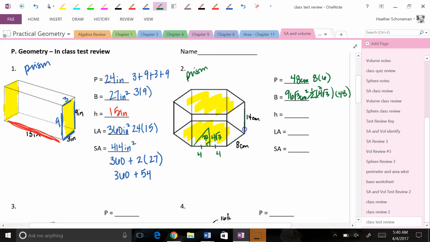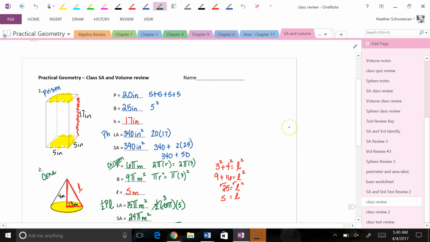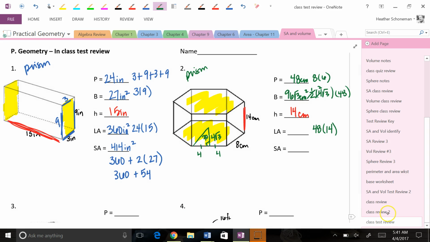Okay, height. Height is the distance between the two bases, which in this case is 14 centimeters. Now to find lateral area. What's a prism? Still the same formula as number one, even though it looks different. So lateral area for a prism is perimeter 48 times height 14. So 48 times 14 is 672. There you go. You get 672 centimeters squared.